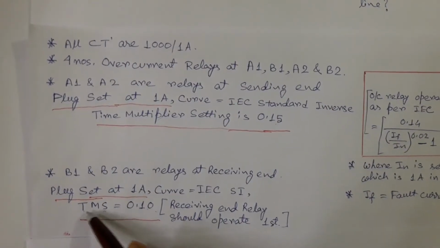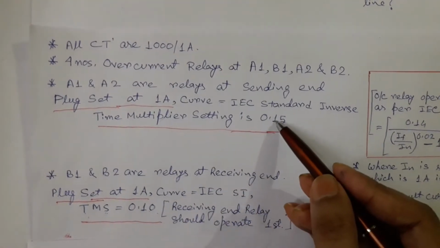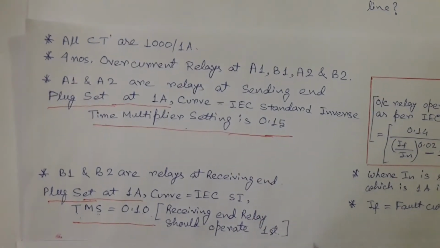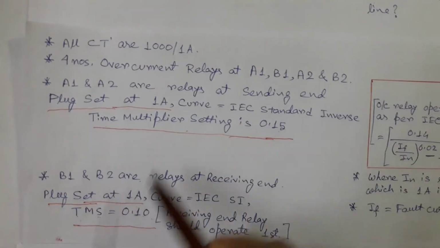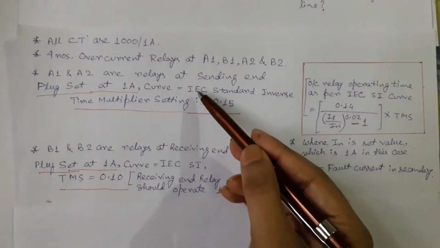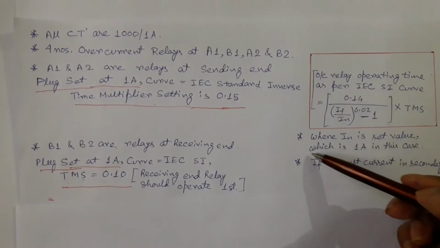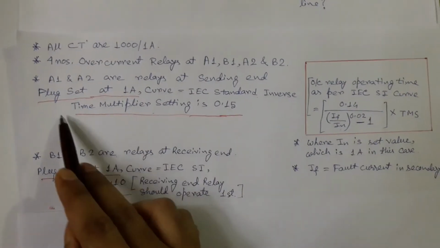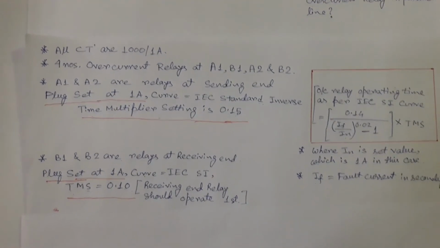So we set TMS of receiving end relay as 0.1, which is lesser than time multiplier setting of sending end relay. However, both sending and receiving end relays have same plug setting and same curve is chosen. As the curve is chosen as IEC standard inverse, so due to any fault, trip time will be determined by this formula, where IN is plug setting and IF is the fault current converted in secondary.